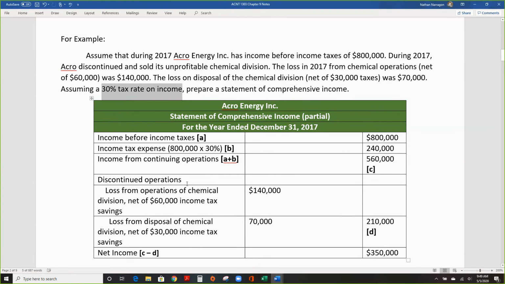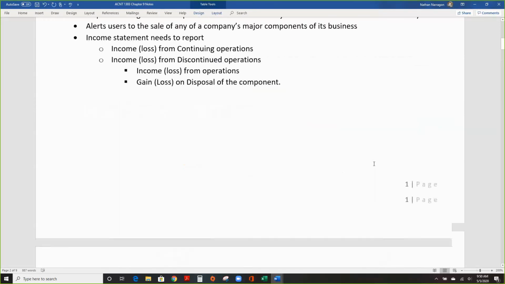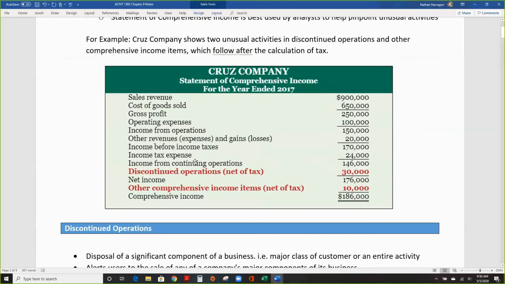So, income from continuing operations. That should have actually a minus. Sorry about that. I don't know where that plus sign comes from, because that's obviously a subtraction. But, you'll take your income before income taxes and subtract your tax expense. So this is income from continuing operations, C. So basically we're right here. We didn't do all this part, we're only focusing down here.